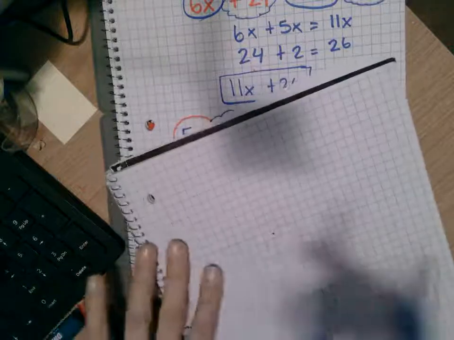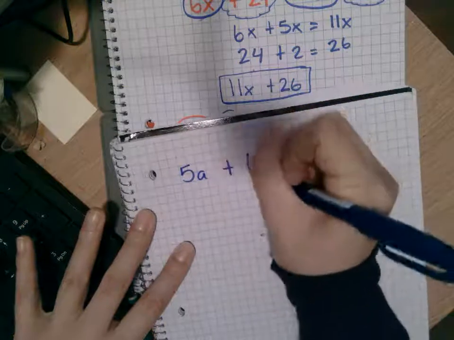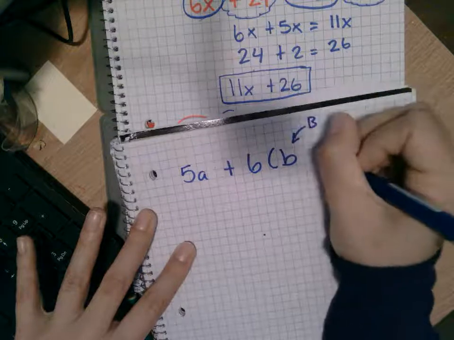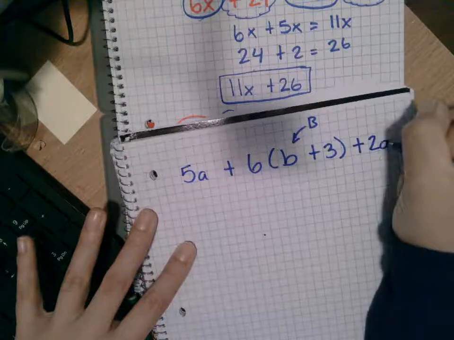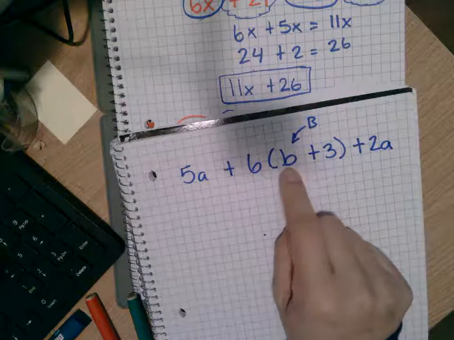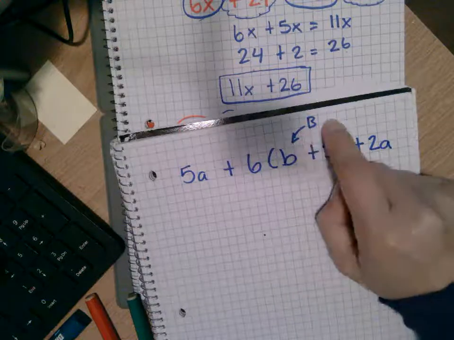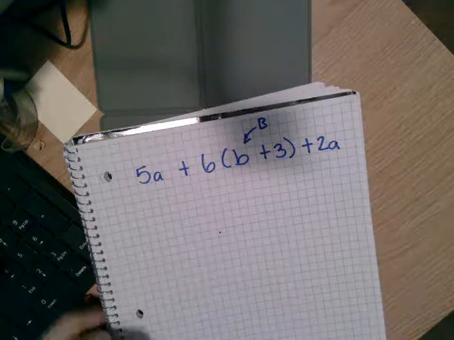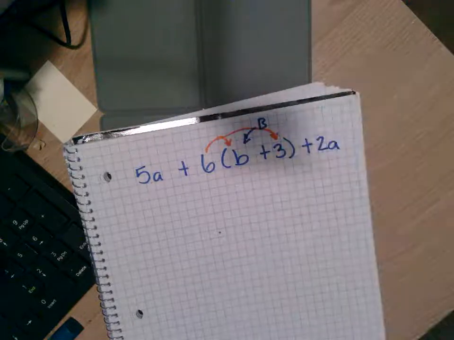Well, let's practice. I'm going to do something different. If I have 5a plus 6 parentheses b, plus 3 parentheses, plus 2a. When we write variables, we don't write them in capital letters, but sometimes the b as in boy looks like a 6, so that's why I point to it and say, oh no, that's a b as in boy. All right, so the first thing you have to do when you have parentheses like this is distribute first. We went over this on Monday.